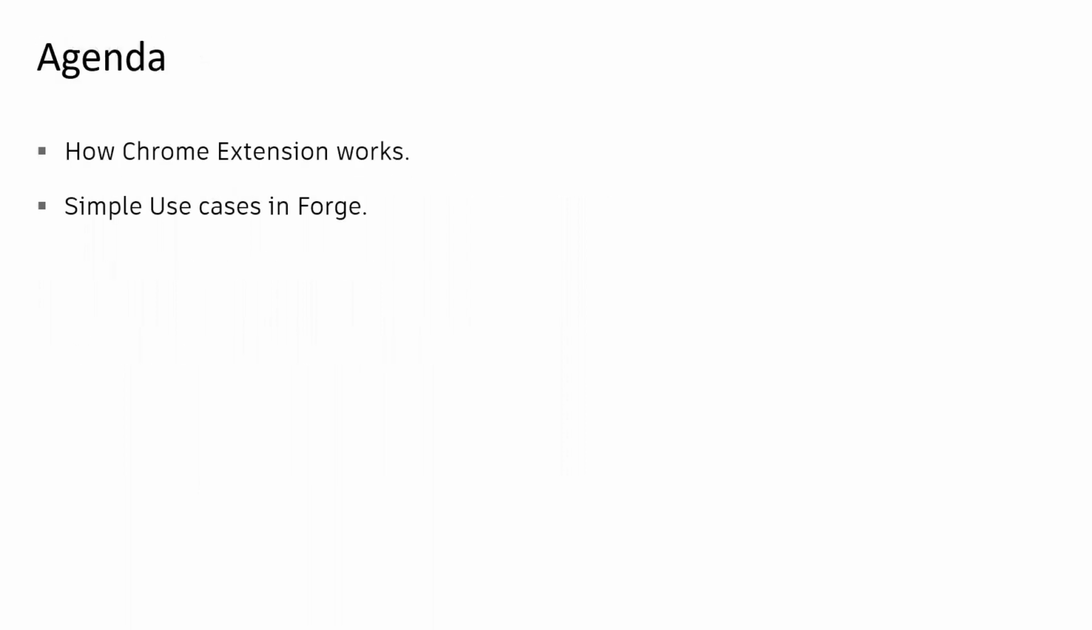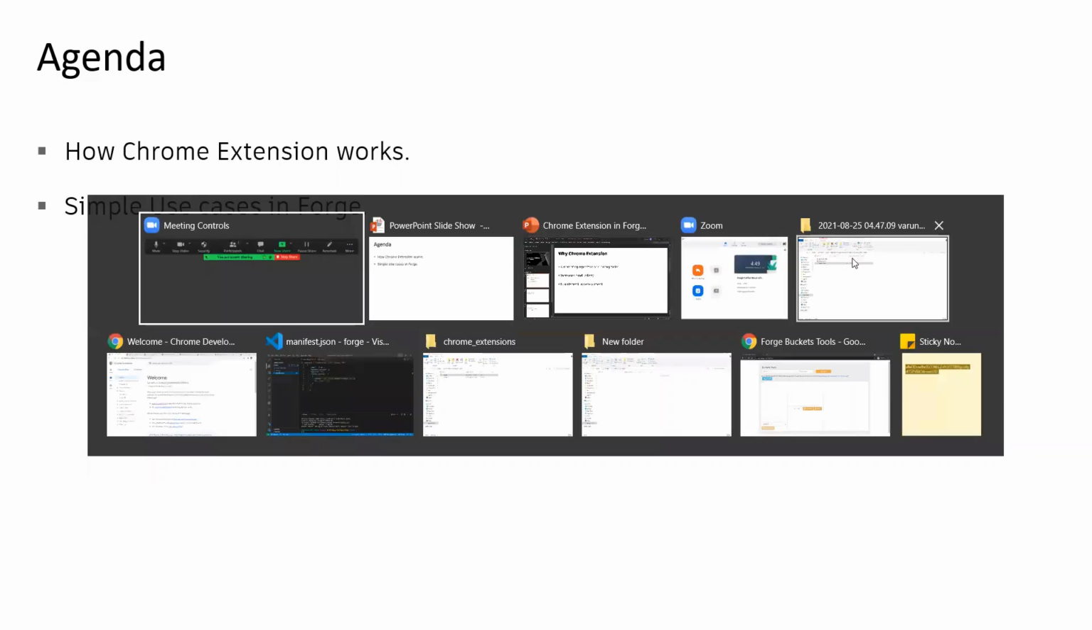The agenda for this talk is, we'll know how a Chrome extension works. We'll build one actually. We'll build a very basic, bare minimum Chrome extension. And we'll demonstrate a use case in Forge. So let's head over to documentation.